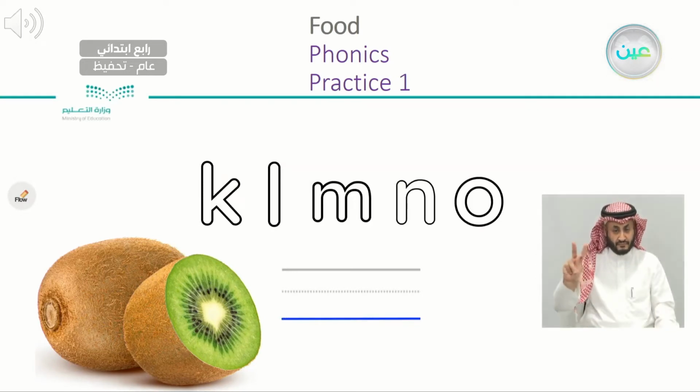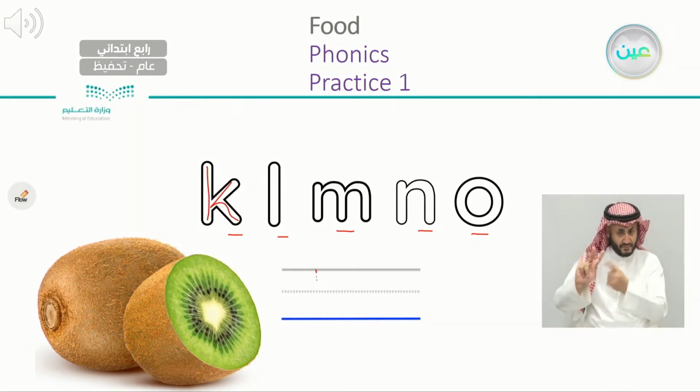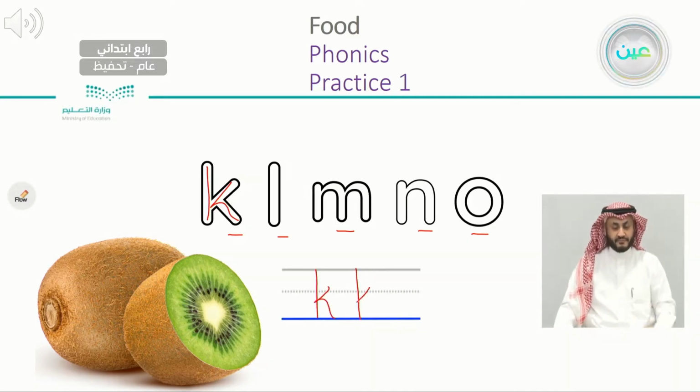K. Kiwi. So look at each of these letters. Here we have the letter K, L, M, N, and O. This is a kiwi. Excellent. Let's trace the lowercase k. This is the lowercase k for the word kiwi.